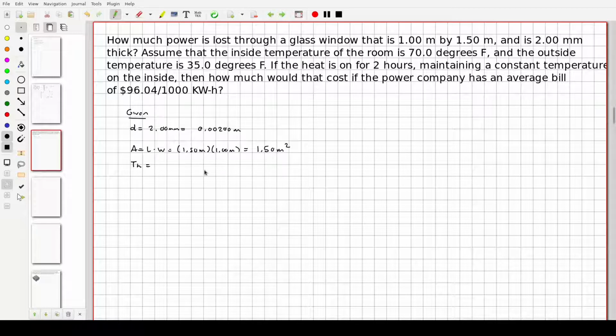Now, the temperature inside the room is the high temperature. That's T sub H. That's 70.0 degrees Fahrenheit. Now, if you convert that to degrees Celsius, it ends up being about 21.1 degrees Celsius. That 1 is repeating, and I'm going to use that in my calculation. On the outside, it's 35.0 degrees Fahrenheit, which, if you convert that again to Celsius, is about 1.67 degrees Celsius. Again, this is repeating.